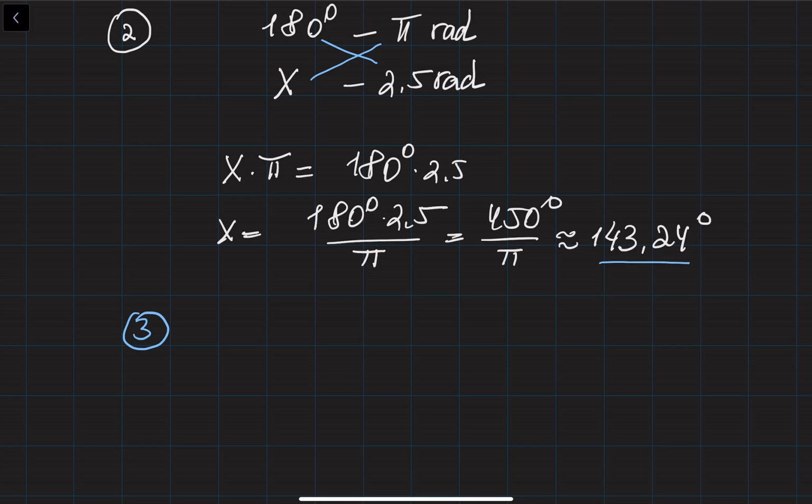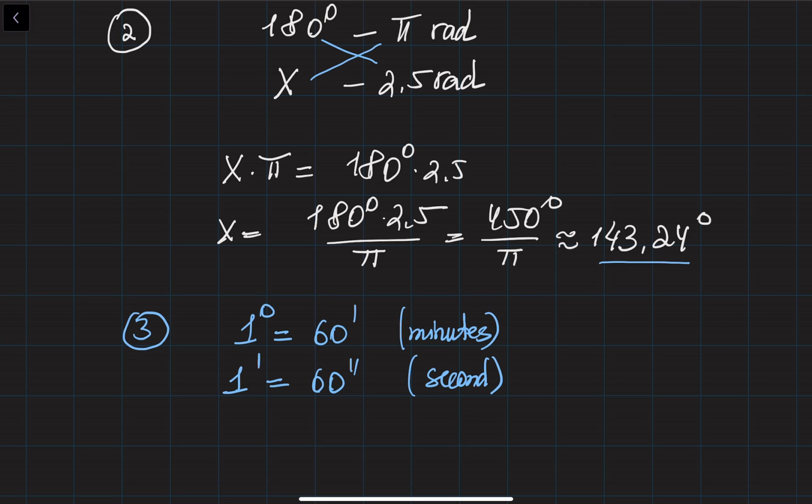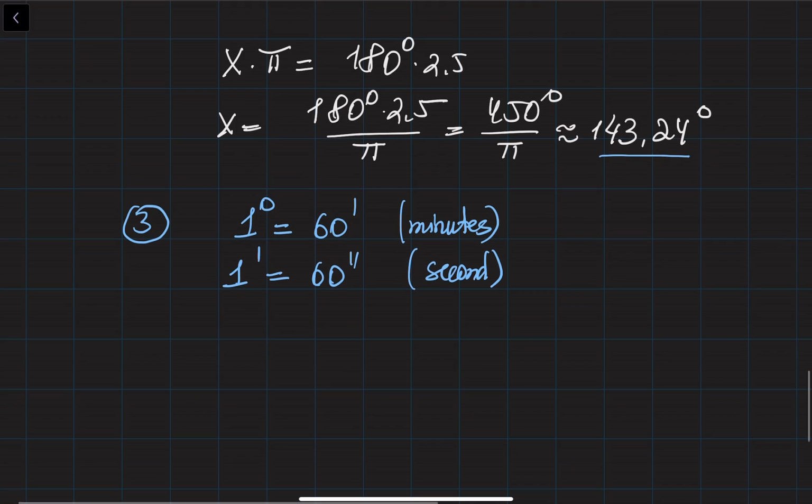So please note that 1 degree is equivalent to 60 minutes. So we call this a minute. At the same time, 1 minute is equivalent to 60 seconds. So we call this a second. These are all measurements of an angle, not of time.